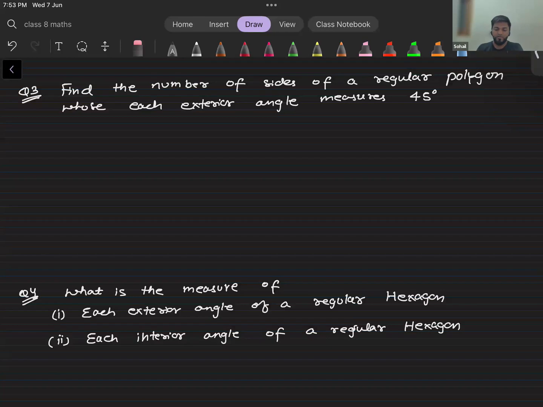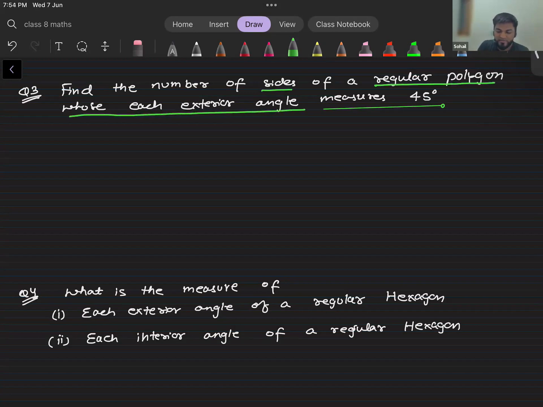Now see the next question. Here you need to find the number of sides of a regular polygon whose each exterior angle measures 45 degree. Pretty simple, very simple. Sir, can you repeat the question? It's written over here. Find the number of sides of a regular polygon whose each exterior angle measures 45 degree. Yeah, you guys need to find the number of sides.